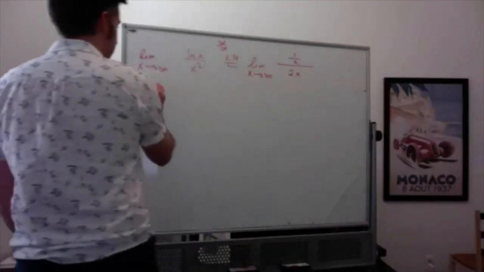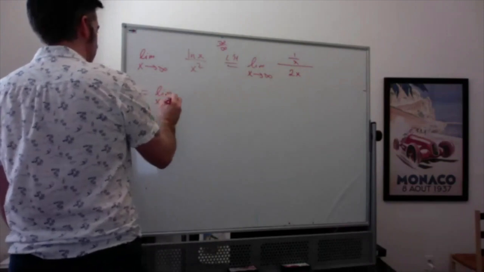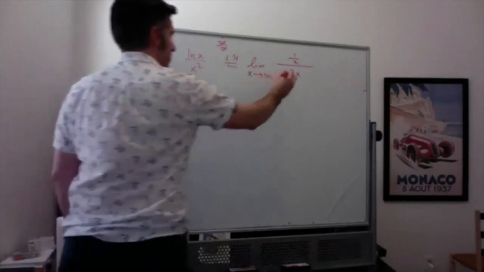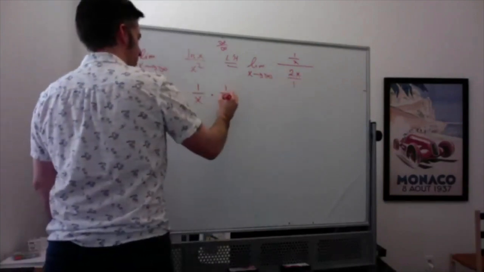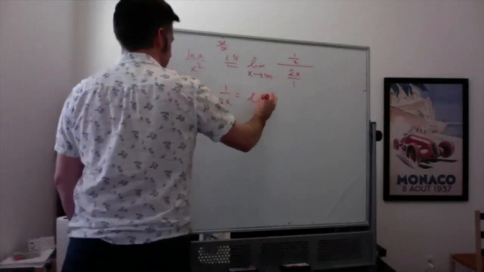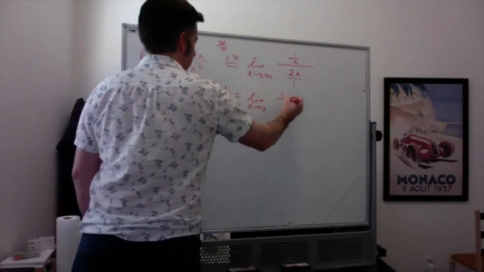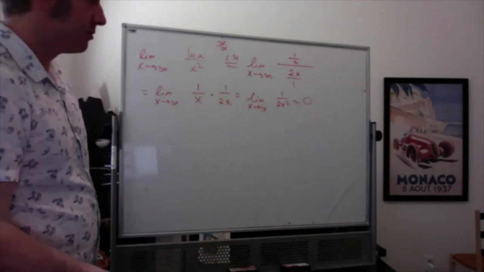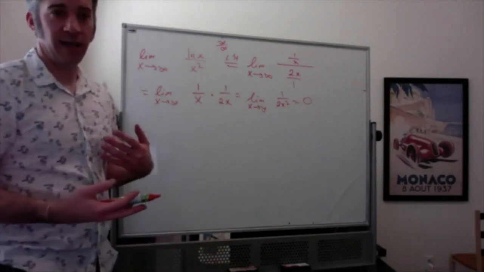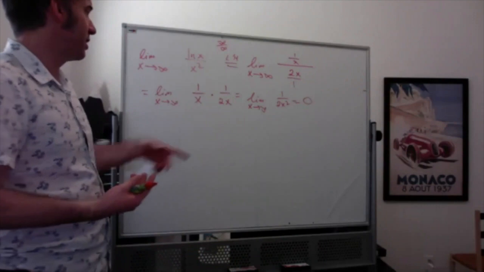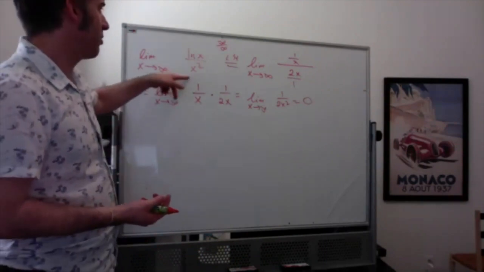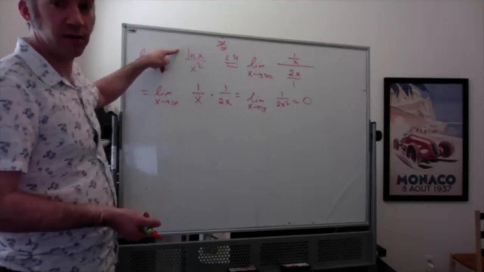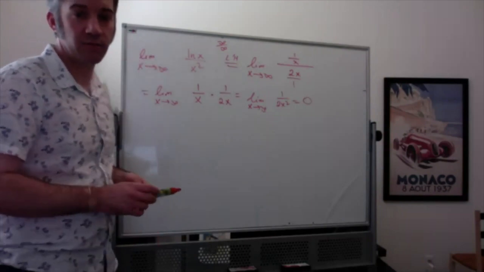So I can rewrite this limit as the limit as x goes to infinity of 1 over x times 1 over 2x, which is just the limit as x goes to infinity of 1 over 2x squared, which is definitely 0. So just like an exponential always overpowers a power of x, a positive power of x is always going to outpace a natural log of x. It's interesting.